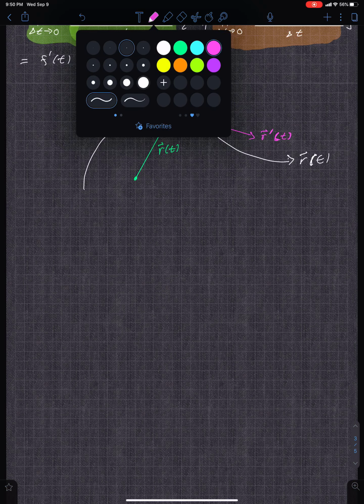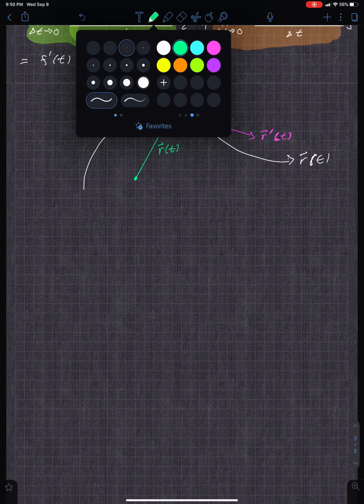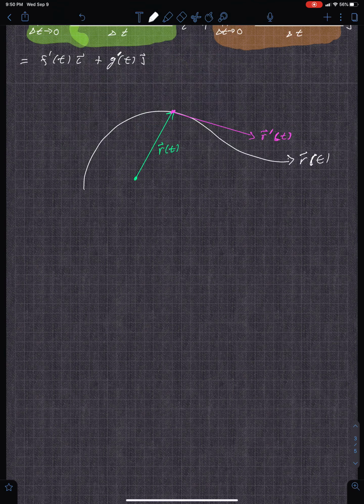R double prime ends up being this vector like that. Okay, and then we'll define this eventually too. R prime is your velocity vector, so if you've seen any physics, that's what it's referring to. Let me clean this up a little bit. We'll call r of t like that, where it's pointing up to the curve, and the curve we usually call C. So the actual trace that the vector valued function is tracing out, that's the curve. We usually call that curve C.